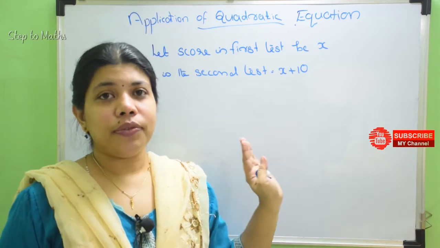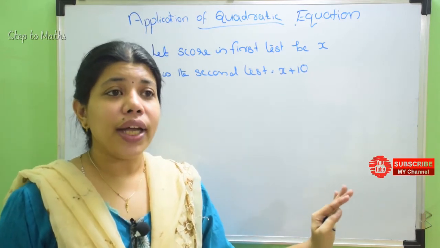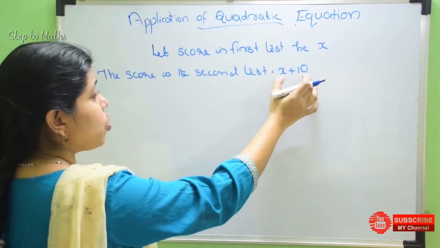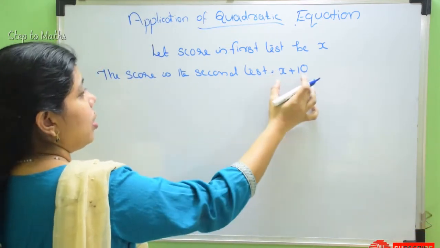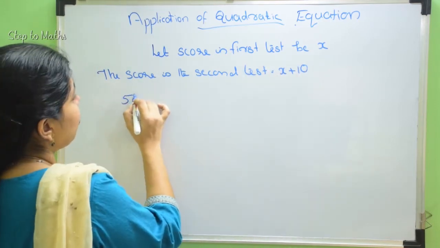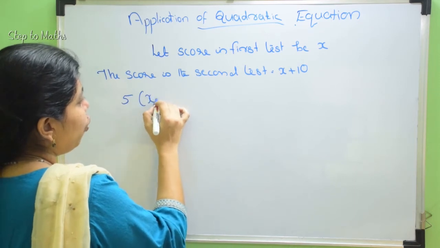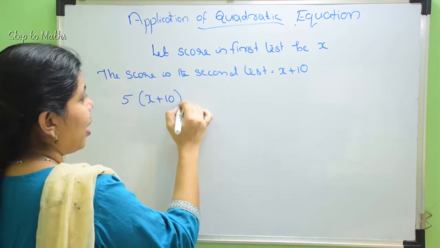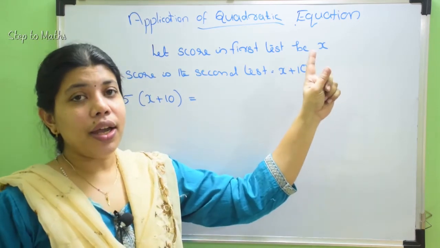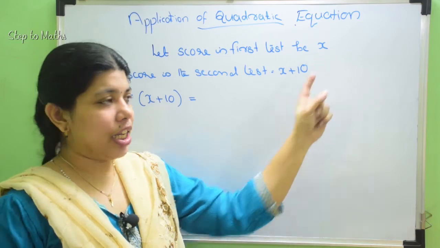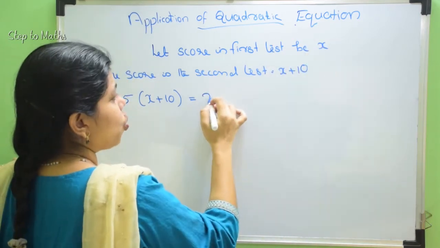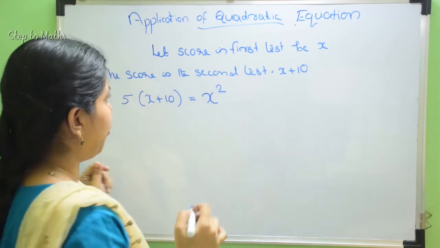5 times the score of the second test. The score in the second test is X plus 10, so 5 times that means 5 into X plus 10. It is the same as the square of the mark in the first test. The mark in the first test is X, and its square is X square.